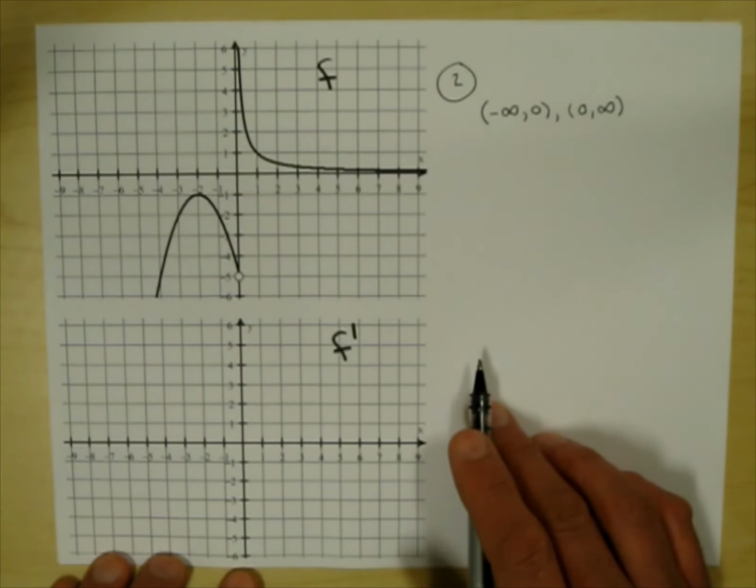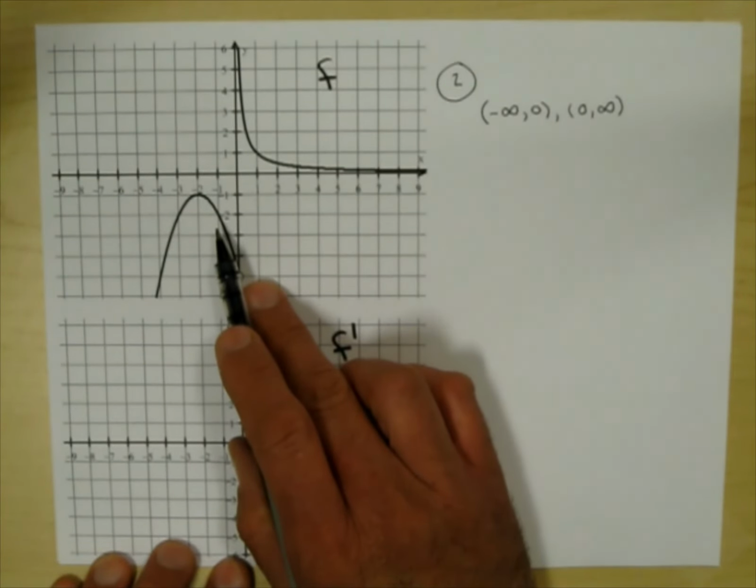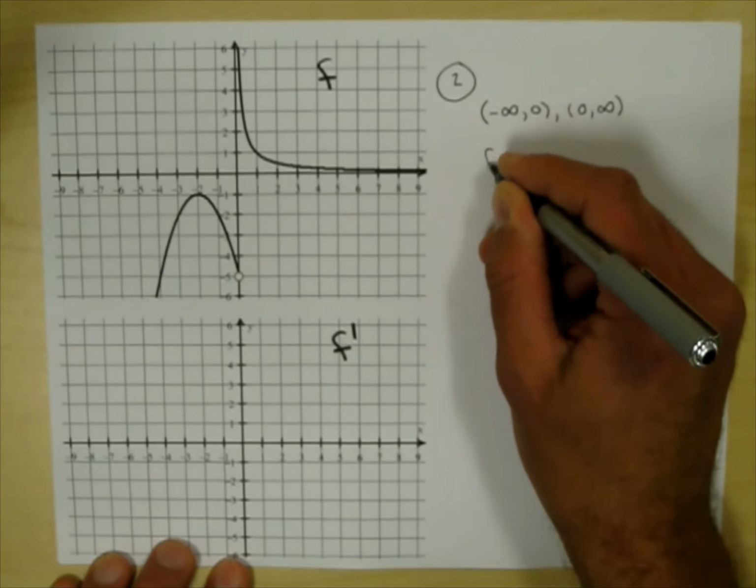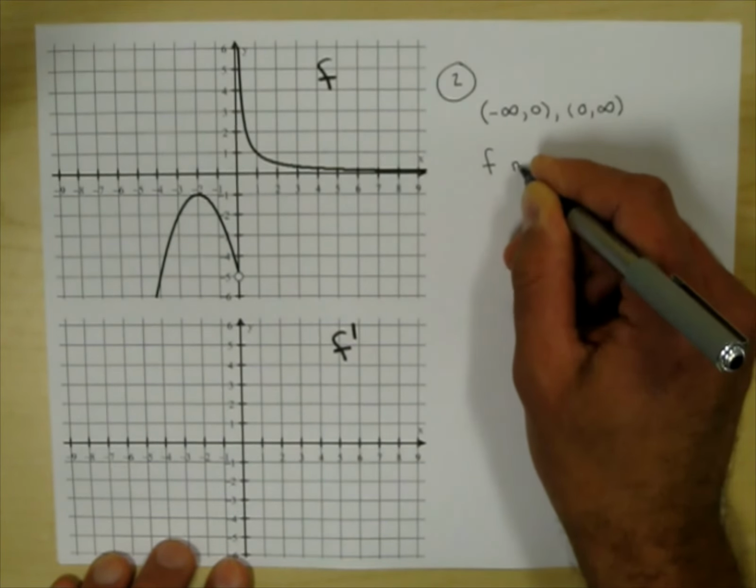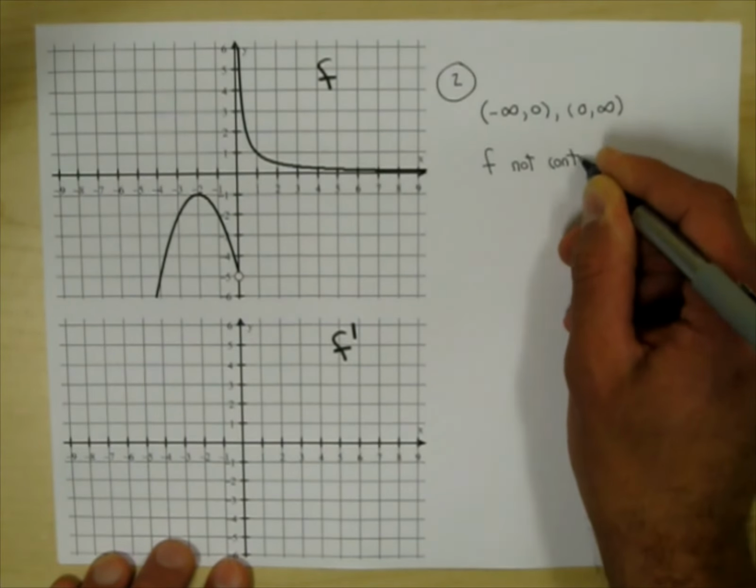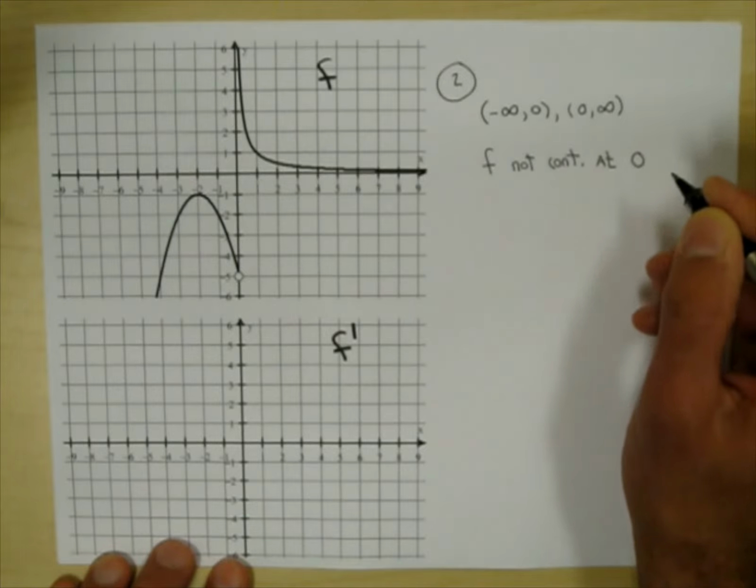And is this graph continuous everywhere? Can you draw it without lifting your pencil? And the answer is no. You have to lift your pencil where? You have to lift your pencil at x equals 0. So this graph is, so f is not continuous at 0.